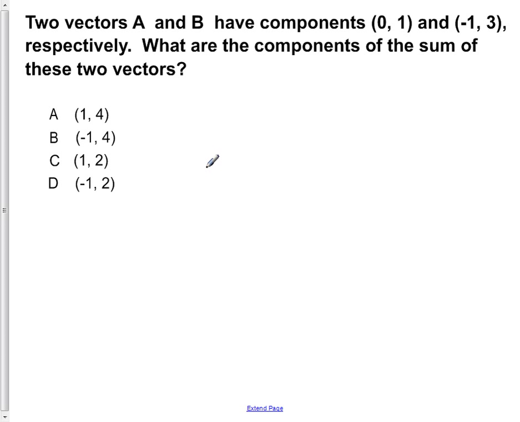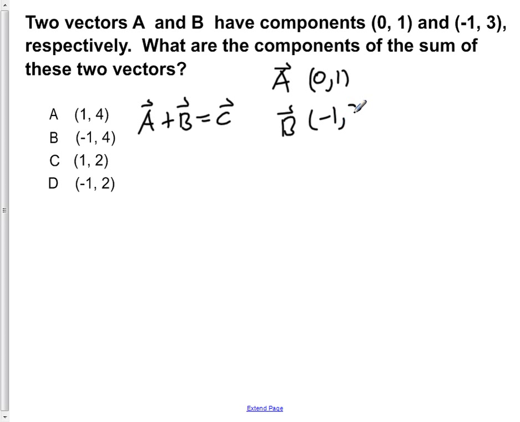Two vectors a and b have components 0, 1 and -1, 3, respectively. What are the components of the sum of these two vectors? So we know that we have to do a plus b, and we need to know what the resultant vector is. We know that a corresponds to 0, 1, and b corresponds to -1, 3.